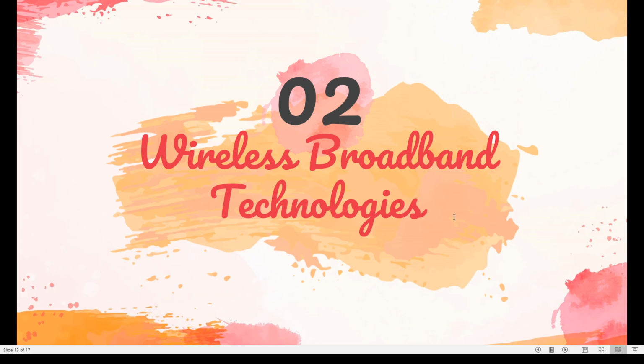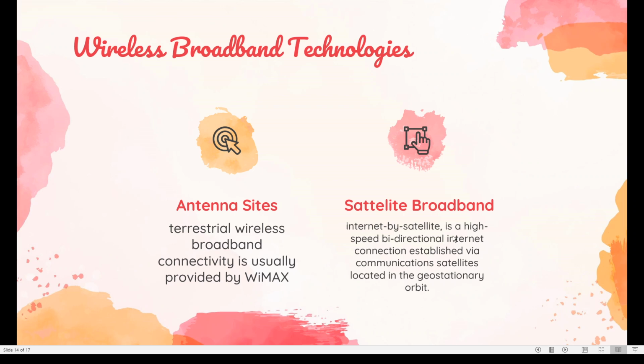Now, let's talk about wireless broadband technologies. This includes mobile radio solutions such as HSPA, LTE, fixed radio solutions, and satellite solutions. So the first one is for antenna sites for wireless connections. We always see this in Wi-Fi or 4G/LTE or LTE Advanced solutions.